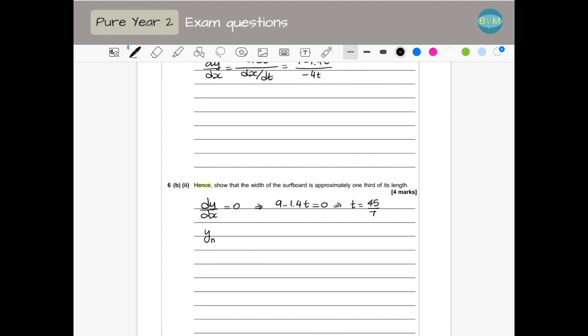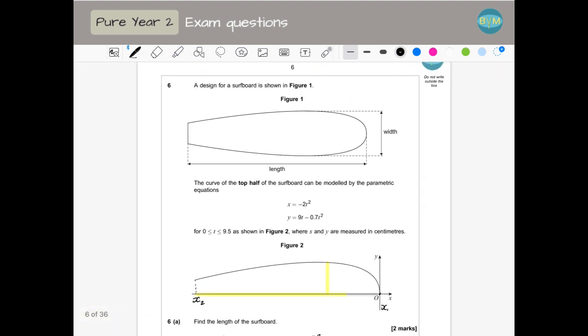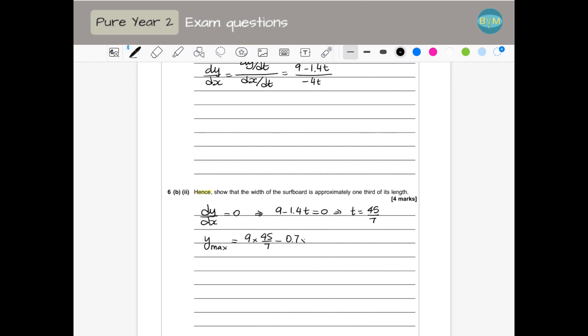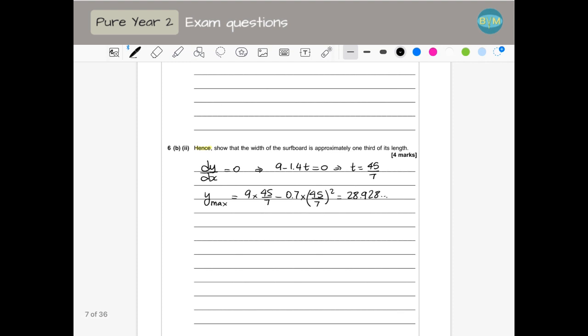So my y for the maximum is going to be 9 times 45/7 minus 0.7 times 45/7 squared, and this is 28.928 something. The width of the surfboard is going to be 2 times that, so 2 times 28.9, which is 57.85, so something like 57.9.